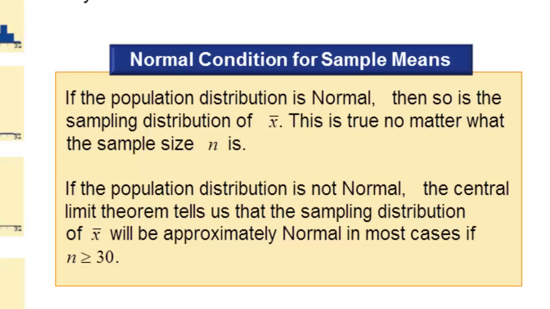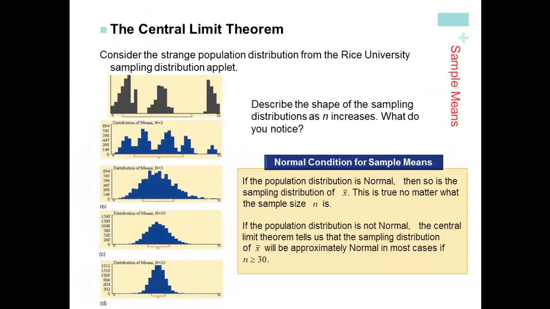If the population distribution is normal to begin with, then so is the sampling distribution of x bar. This is true no matter what the sample size n is. If the population distribution is not normal, the central limit theorem tells us that the sampling distribution of x bar will be approximately normal in most cases if n is greater than or equal to 30. So to be able to perform normal calculations, I should have a sample size that's greater than or equal to 30. Then it does not matter what the original distribution looks like.